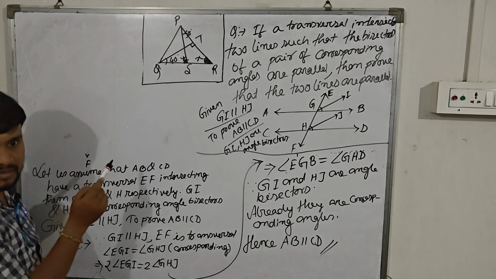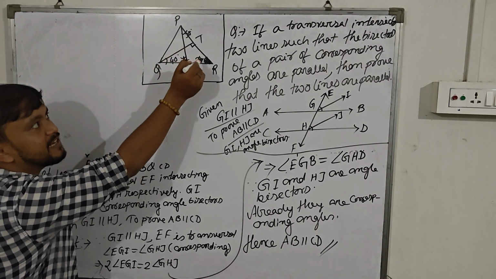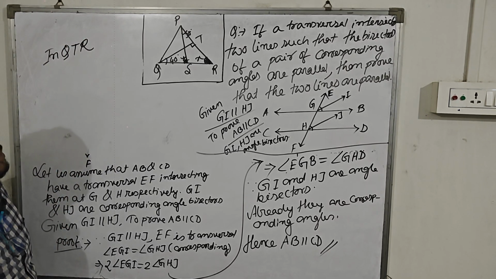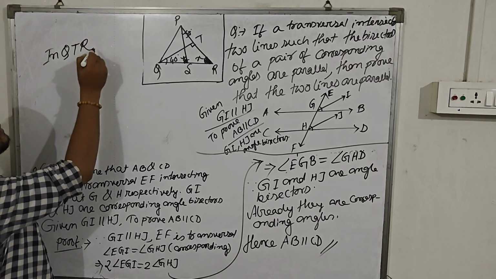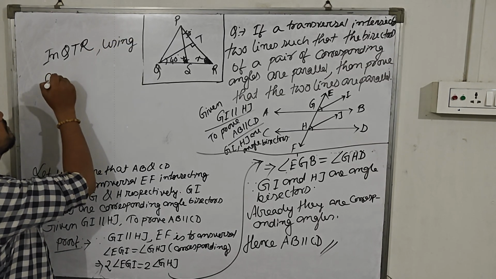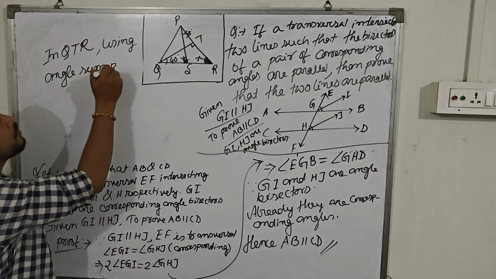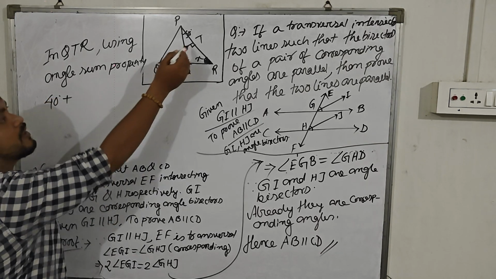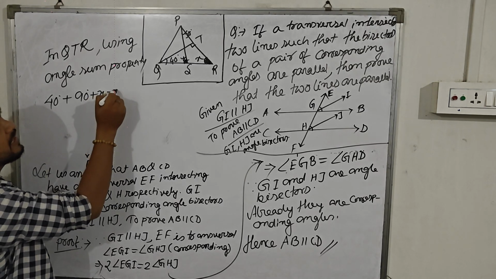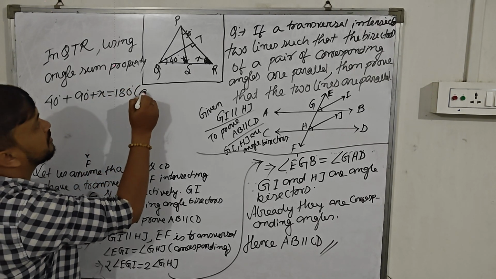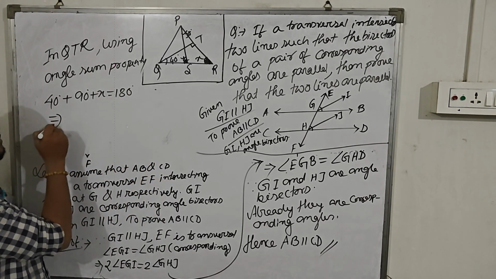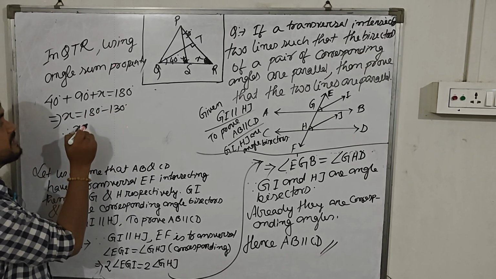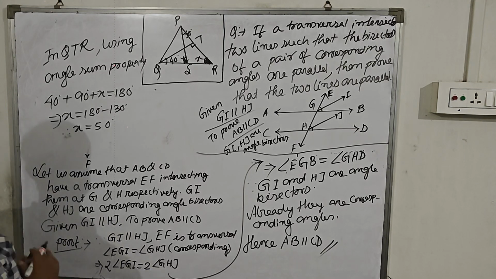QTR is a triangle. This angle is 40 degree, this is 90 degree, this is X. So in triangle QTR, using angle sum property, I can say 40 degree, this one is 90 degree, X equal to 180 degree minus the sum of these two, which is 130 degree, so X is 50 degree. One part finished. Now the next part.